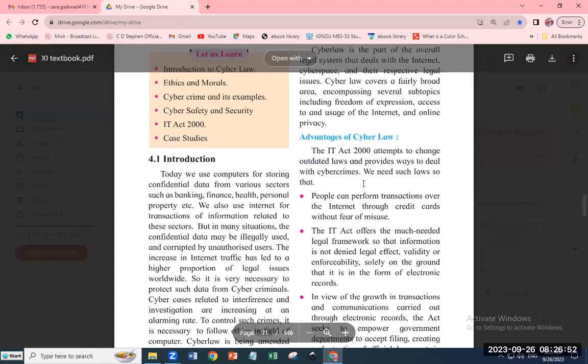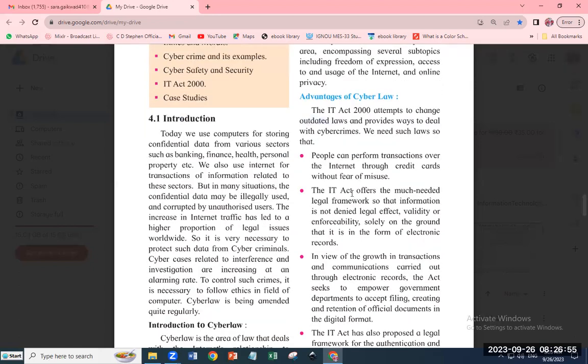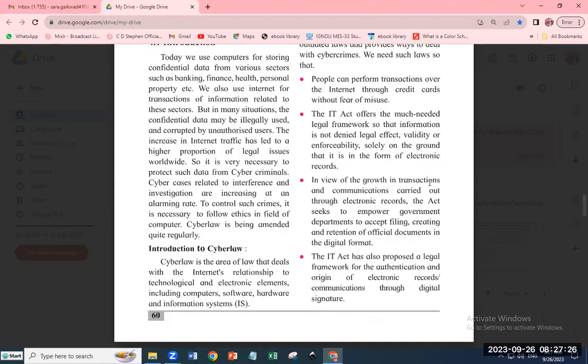Now, what is the advantage of those laws? First, people can perform transactions over the internet through credit cards without fear of misuse. Previously misuse was happening, and now also it happens, but not at that percentage. It's very rare that credit cards are misused. People are using their debit cards and credit cards without any fear now, because certain laws are enforced and security is also updated.